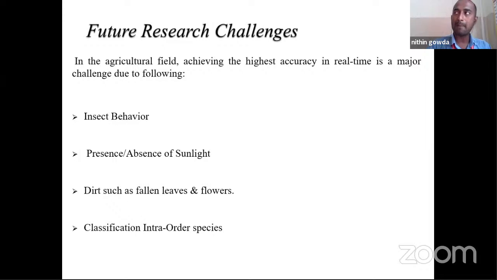If the classification is happening between 2 different classes, fine. But if you want to classify within the class, different species, it's not at all that easy to classify. So these will be the future research challenges that can be addressed in computational entomology. And please remember, computational entomology is a wonderful branch. It has a huge scope nowadays.